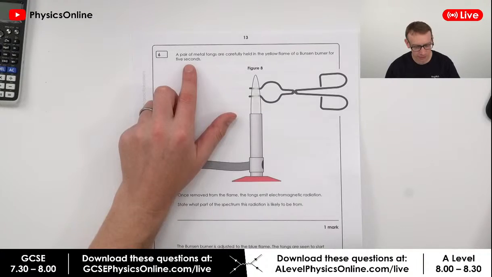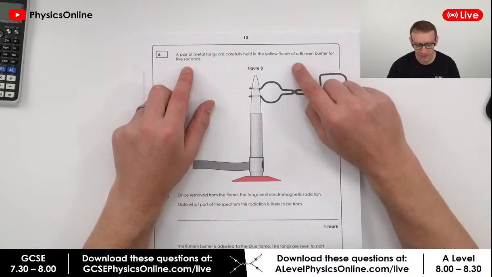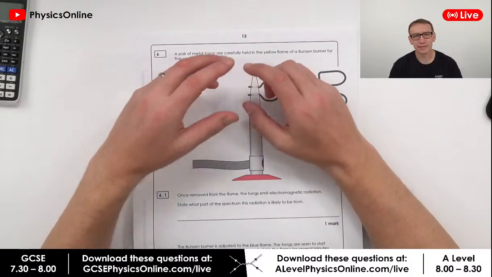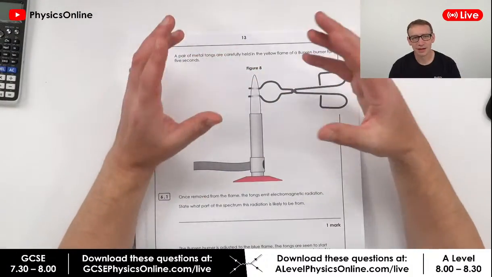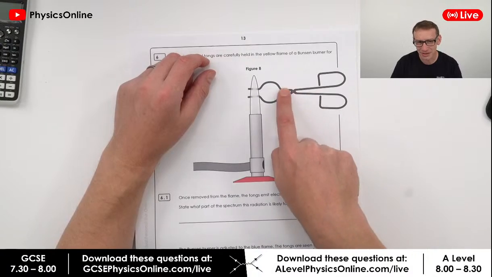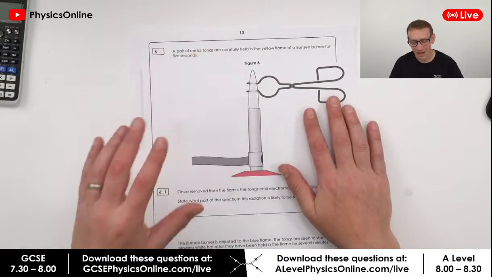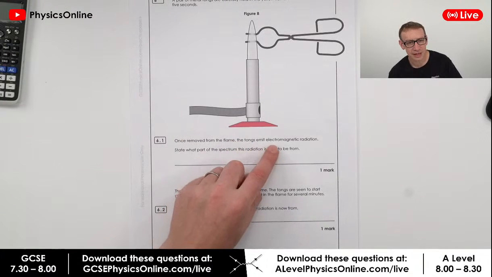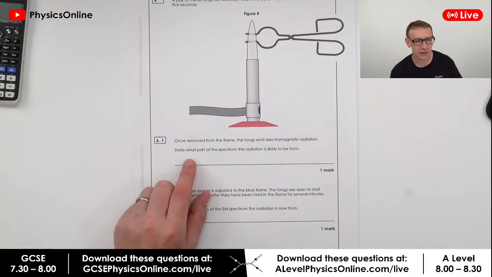A pair of metal tongs are carefully held in the yellow flame of a Bunsen burner for 5 seconds. So what we have here is effectively that kind of safety flame, the yellow flame, and a pair of metal tongs. I'm pretty happy with this picture. That took a long time to draw. Once removed from the flame, the tongs emit electromagnetic radiation. State what part of the spectrum this radiation is likely to be from.